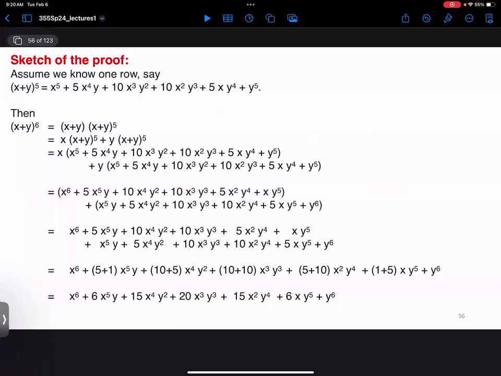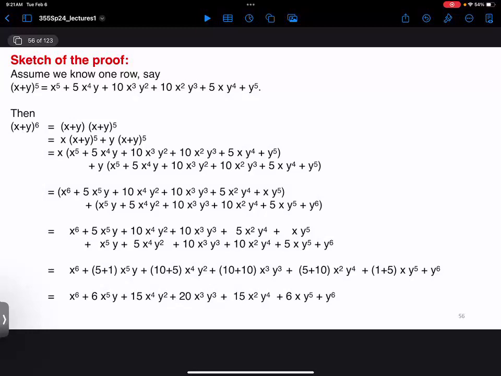Good. So x plus y to the 6th is just x plus y times x plus y to the 5th. I can use the distributive law. That's x times x plus y to the 5th plus y times x plus y to the 5th. I then expand out what x plus y to the 5th is, and I multiply the first one by x and the second one by y, and I add the stuff. I'm deliberately shifting things when I add so that things with the same powers of x and y are directly underneath.